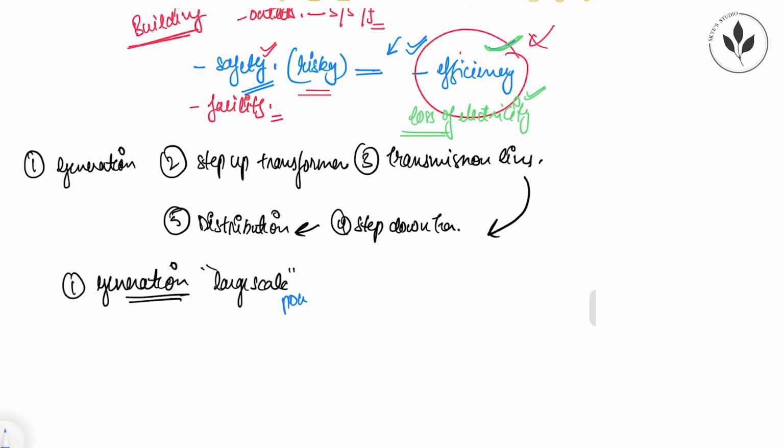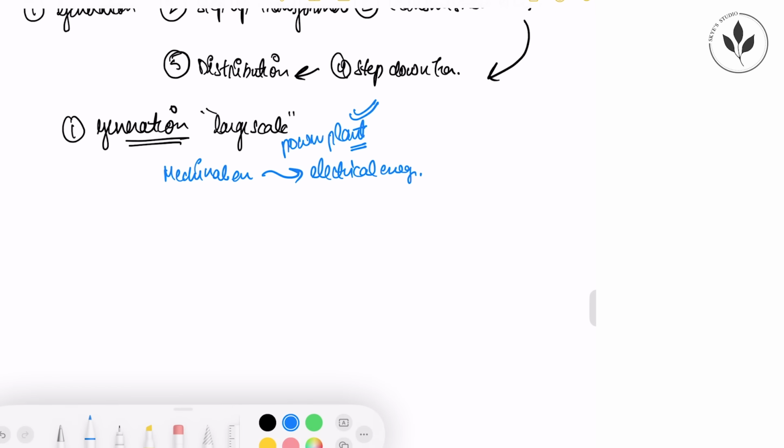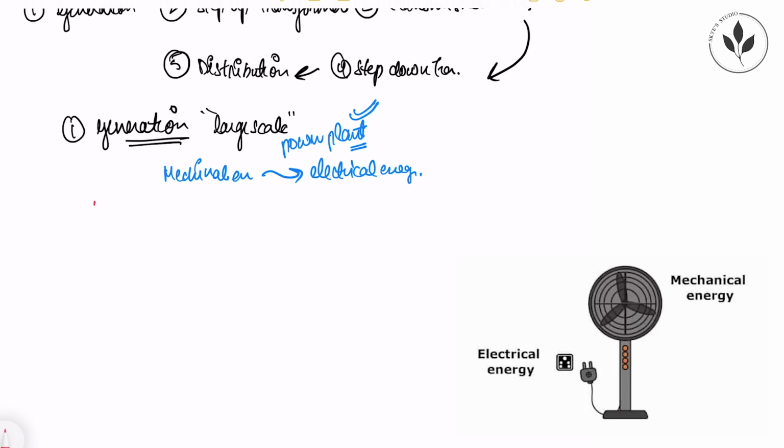We have these factories which are called power plants, in which power is generated, and in these power plants our mechanical energy is actually converted into electrical energy. Now we have different types of power plants with which we can generate electricity.